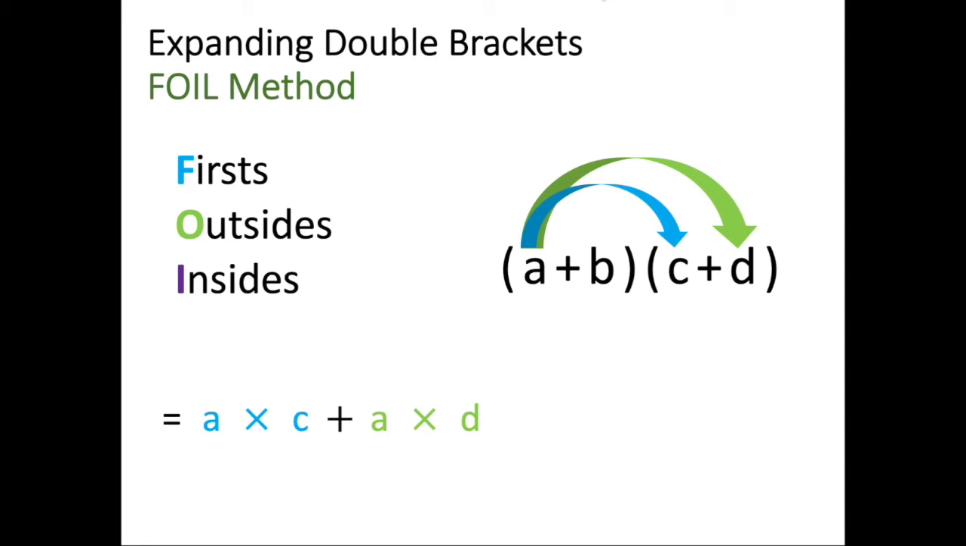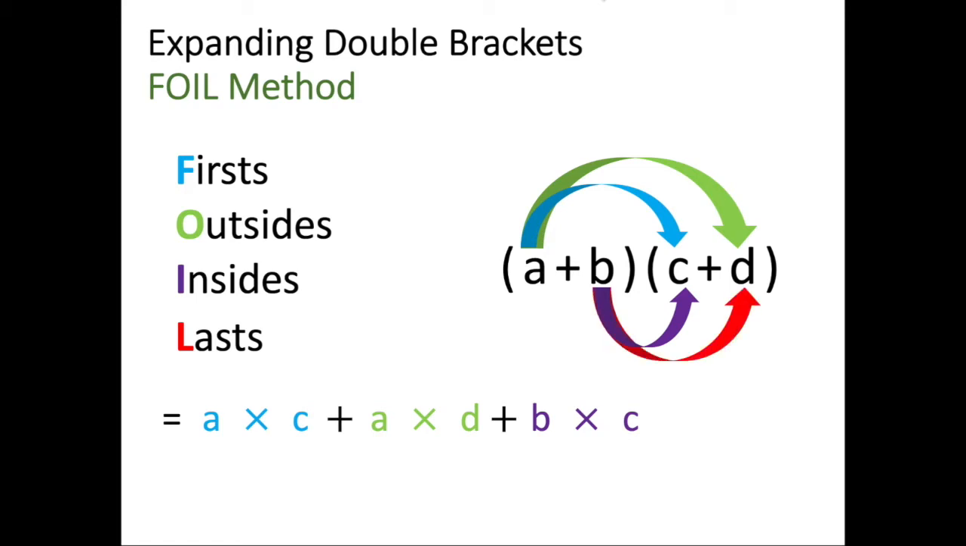My next step is to multiply my inside numbers together, the two numbers on the inside of my expression, and that is b and c. So my next step is b times c. Then finally, to finish off the FOIL method, I multiply the lasts together, the two last terms in each of the brackets. That is going to be b times d. So my expanded form is a times c plus a times d plus b times c plus b times d.